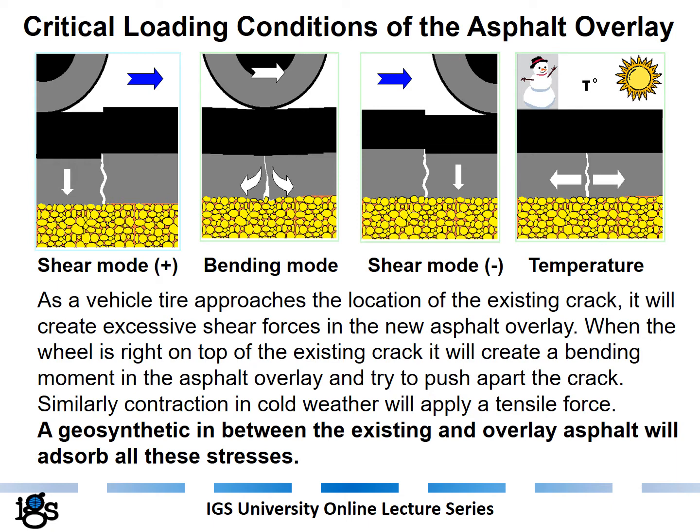And as the vehicle moves away, it again creates a shear force, but directly in the opposite direction of this first one. Also, a contraction in cold weather will apply a tensile force to the crack, and therefore this crack will easily reflect to the surface. So a geosynthetic in between the existing crack and the surface layer will absorb all these stresses.